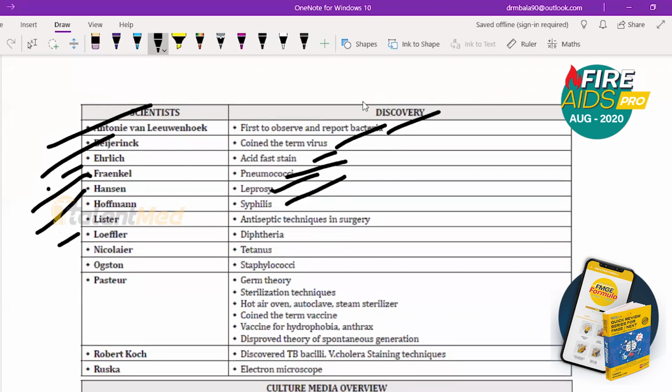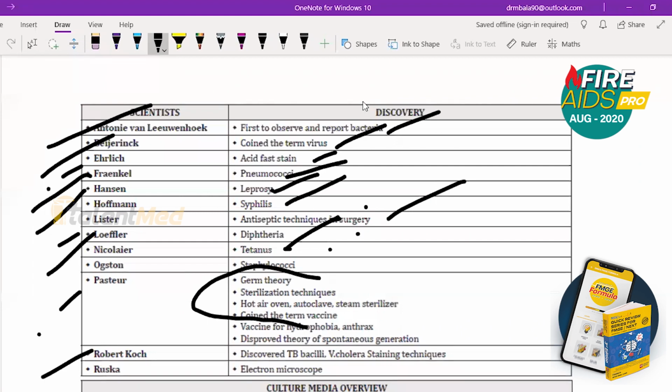Lister, antiseptic techniques in surgery. Loeffler, diphtheria. Nicolaier, tetanus. Ogston, staphylococci. Pasteur, germ theory, sterilizing techniques, hot air oven, autoclave, steam sterilizer. He coined the term vaccine, for hydrophobia and anthrax, and disproved the theory of spontaneous generation. Robert Koch, TB, cholera, staining techniques. Ruska, electron microscope. So this is what is given in the QRS.